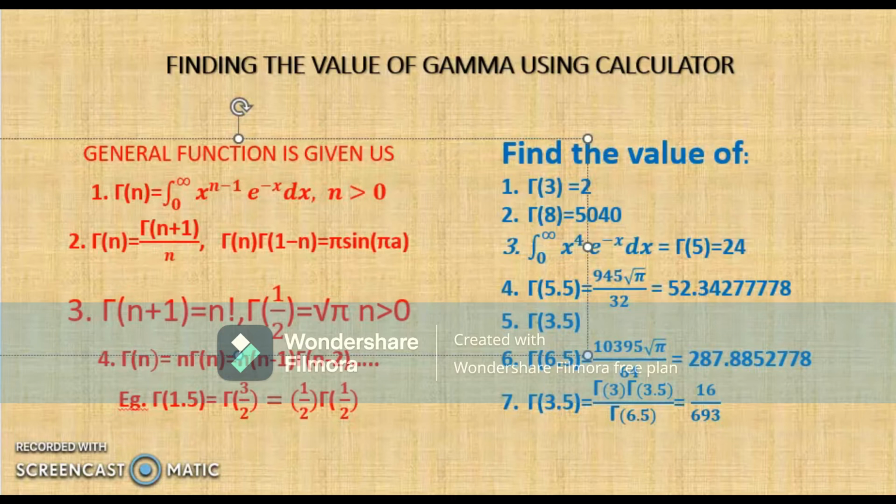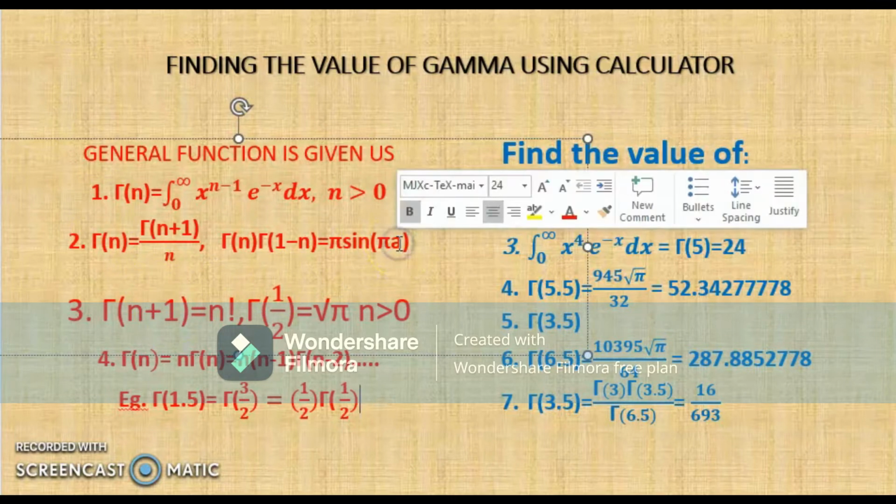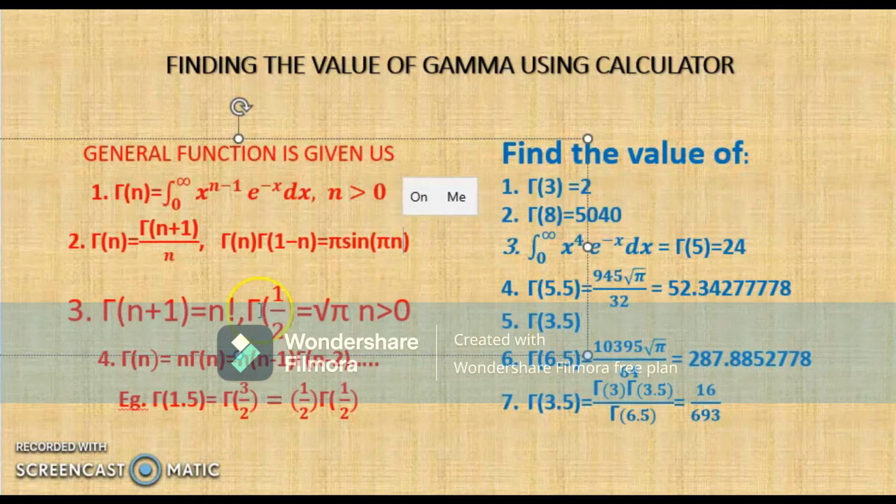Now, the next identity, which is the third identity, I want to just correct this. This is n and not a. Let's take note of that. The third identity is gamma of n plus 1 is equal to n factorial. So I take the factorial of n and that will give me the result.